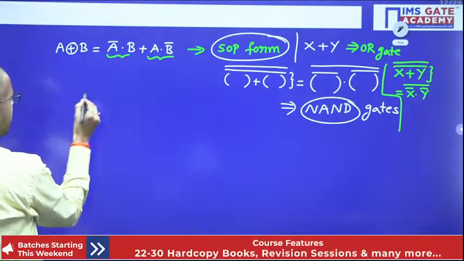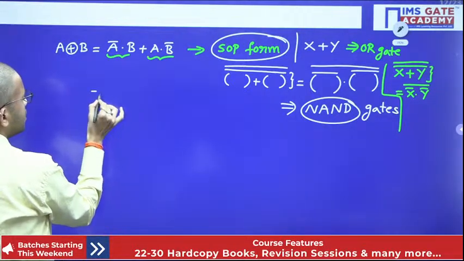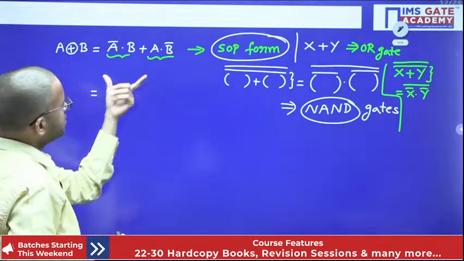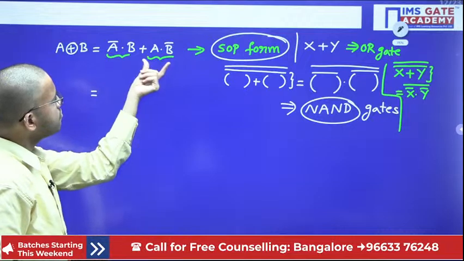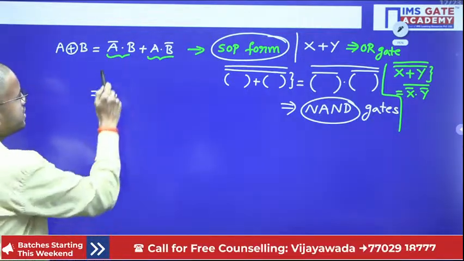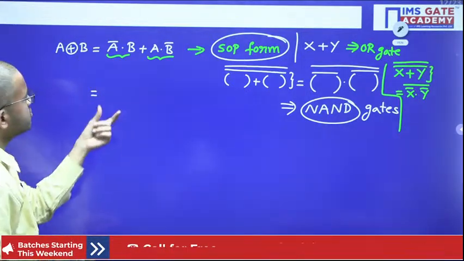So the same A XOR B I am considering, same A XOR B expression. Here I am having A bar B plus AB bar. But this function is in SOP, and I want to bring this function to POS. Regarding that, we can use the transposition law. Transposition law is very simple.